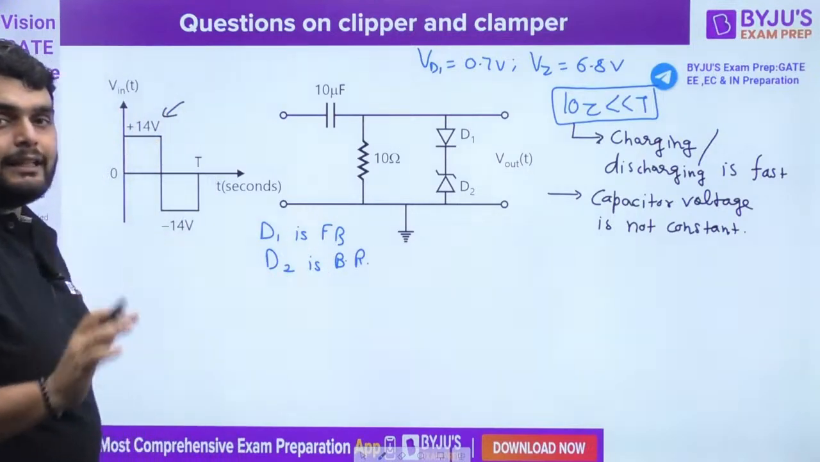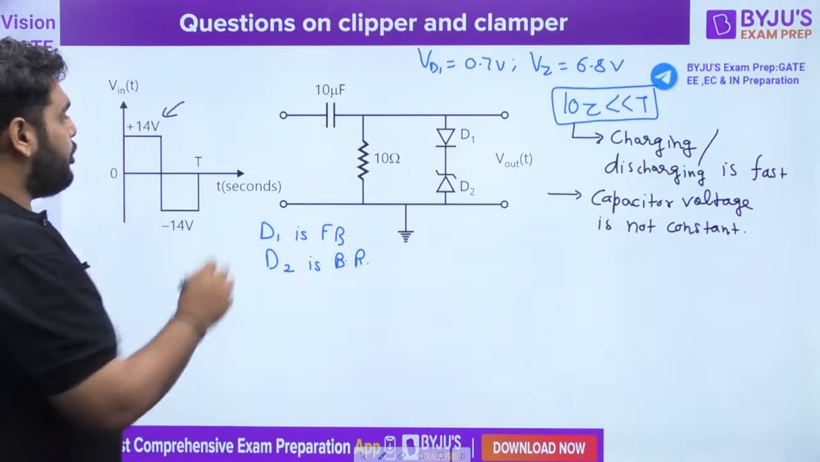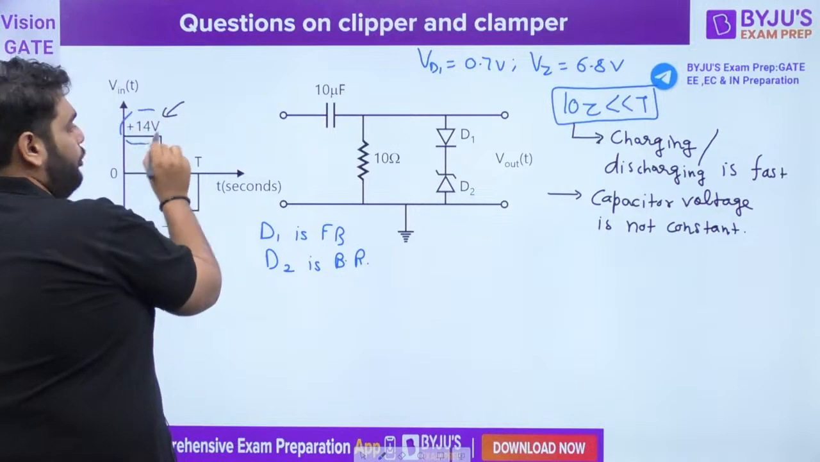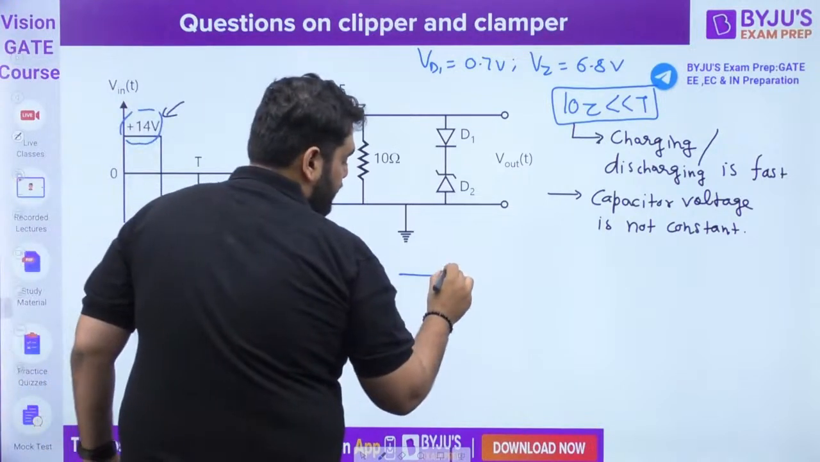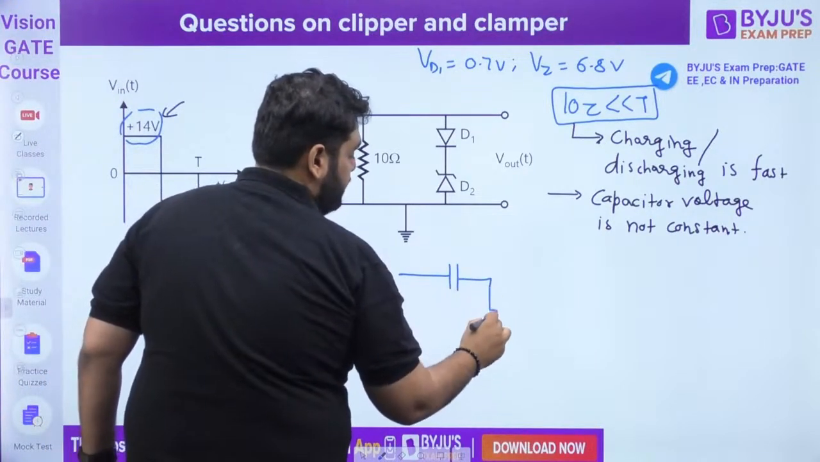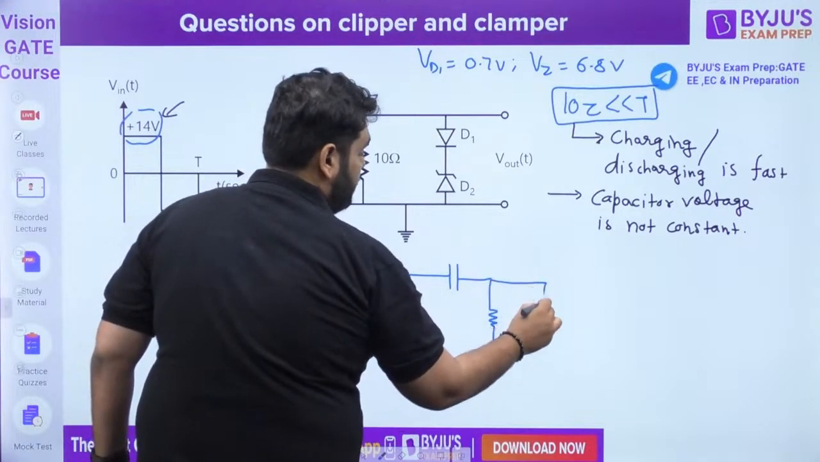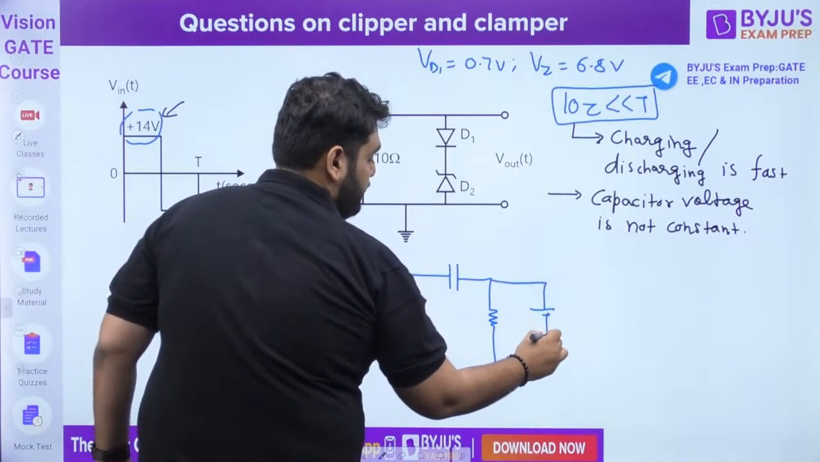Can we directly say like this? Because in a positive half cycle, it is 14 volt. So if you draw the circuit, it will be like this.